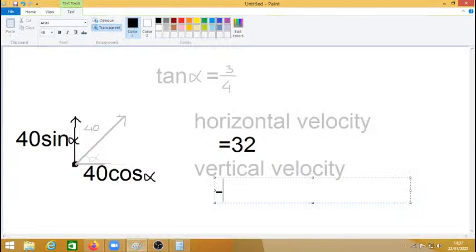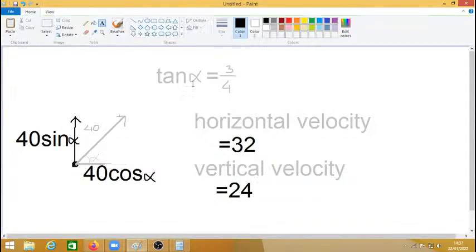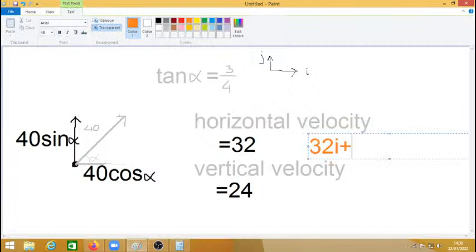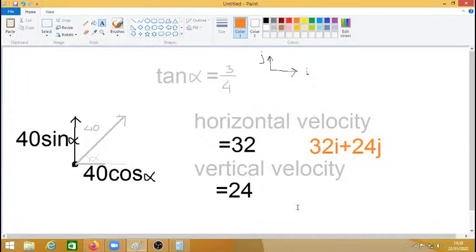And then how can I write that as a vector? The vector components are going across is I, we use the letter I, and going straight up is J. So we can use the I and the J component to combine that, and that would become 32I plus 24J.